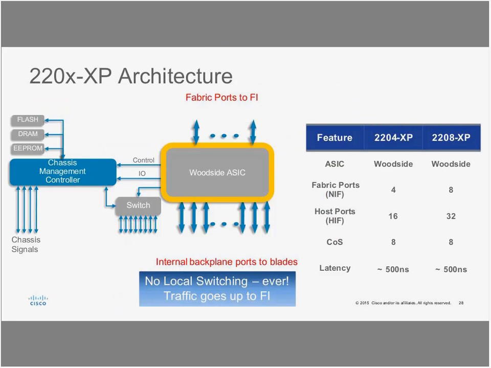All right, here's the architectural picture of the 2200s. These are the generation 2 I/O modules, and as you can see, if you have a 2204, you're going to have 4 NIFs going towards the Fabric Interconnect. If you have a 2208, you have 8 NIFs that go towards the Fabric Interconnect. The 2204 also has 16 HIFs that are exposed to all of your servers, and the 2208 gives you 32 HIFs that are going to be exposed to your servers. Again, I want to highlight that there's no local switching that takes place inside the I/O modules.